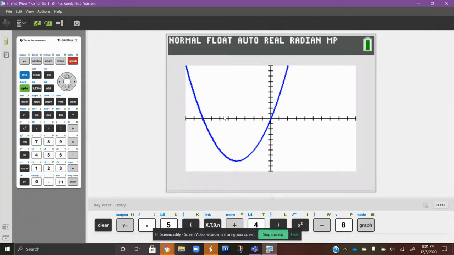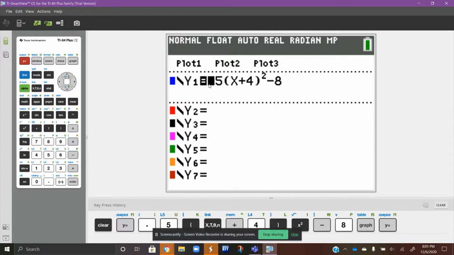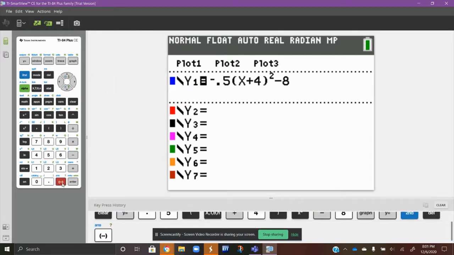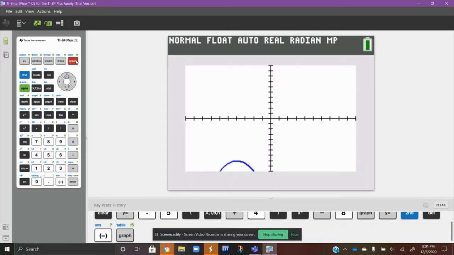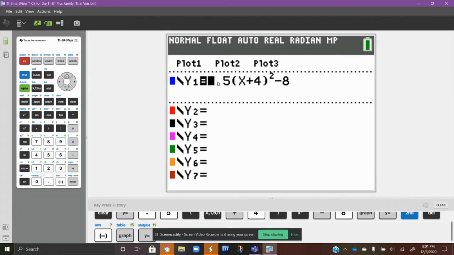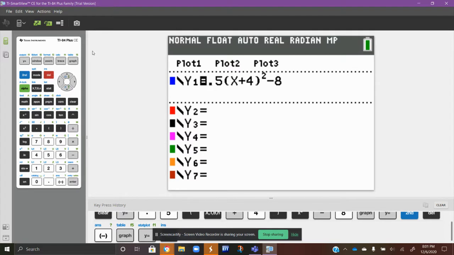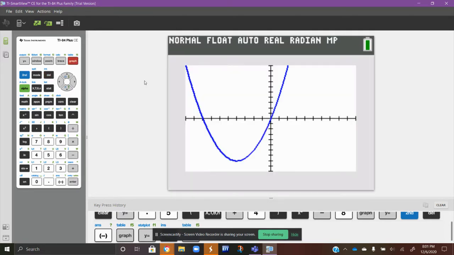So for this one, let's just start with our vertex. This happens to be a minimum because it has a lowest point. If I were to go in and add a negative sign and graph, you see that it flips your graph upside down and you end up with a maximum. But in our case, I'm going to take that out. We have a minimum.